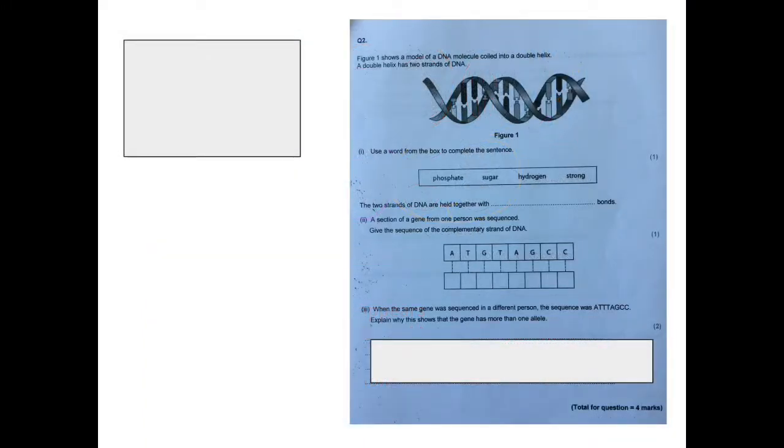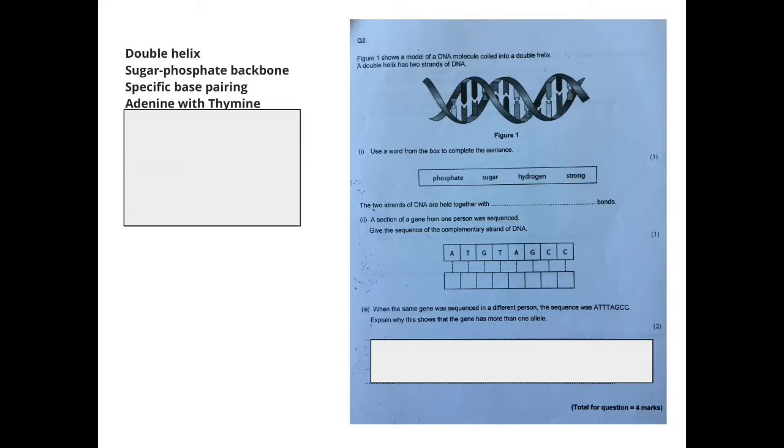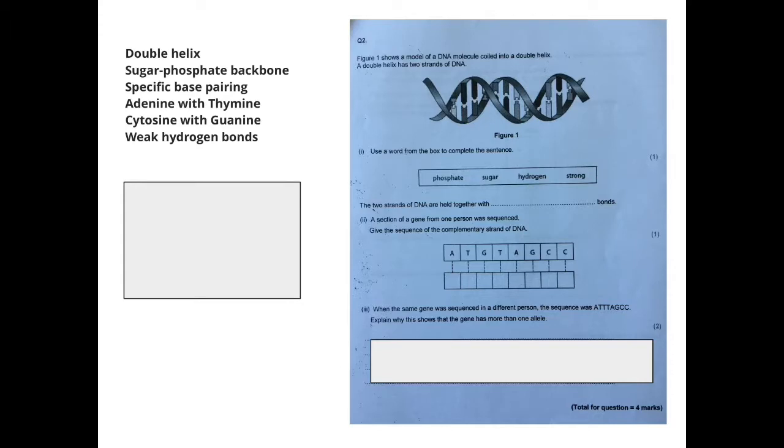Next question is on DNA structure, and it's important to remember all of the structure of DNA because they can ask you to recall any part of it. So, if you remember that DNA has a double helix, a sugar phosphate backbone, and specific base pairing, that means adenine (A) pairs with thymine (T), and cytosine (C) pairs with guanine (G), and those bases are held together by weak hydrogen bonds. That is all you'll really ever have to apply for DNA.